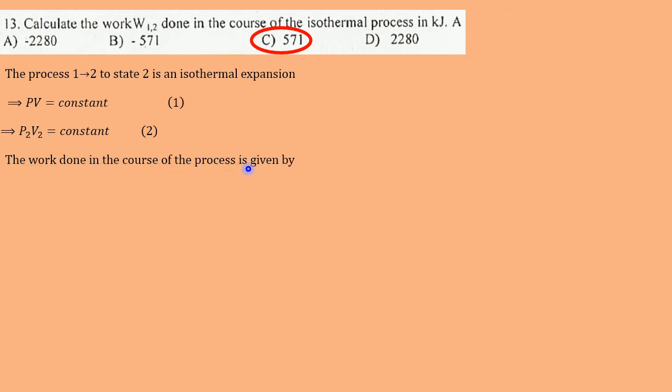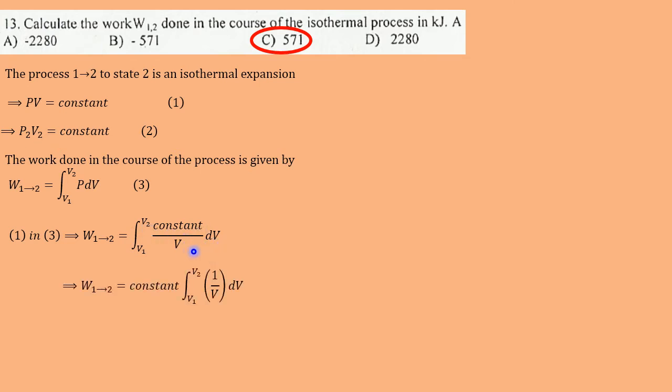Now the work done in the course of the process is given by W12, which equals the integral from V1 to V2 of P dV. We call that equation 3. So when we make P the subject in the constant equation, we're going to have constant over V, and when we have that substituted in equation 3, we're going to have W12 equal to the integral from V1 to V2 of the constant divided by V dV. Now, when we take out the constant, we are going to have W12 equals constant times the integral from V1 to V2 of 1 over V dV. So integrating what we have there, we're just going to have constant times the natural log of V from V1 to V2, which is equation 4.